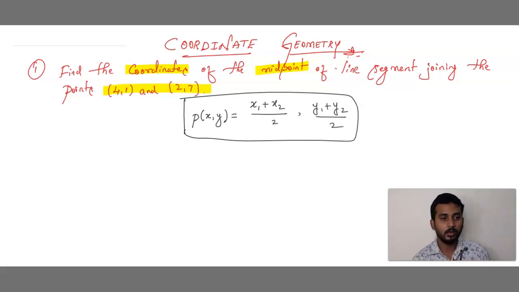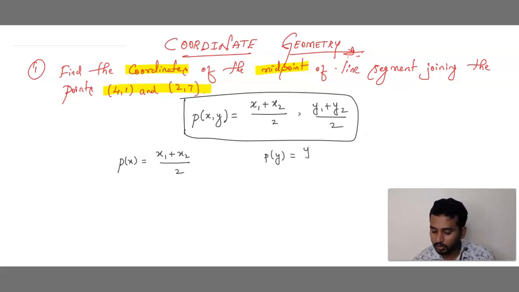Is this clear? P of (x, y) is equal to ((x1 plus x2) by 2, (y1 plus y2) by 2). First is (x1 plus x2) by 2, this is the x coordinate. (y1 plus y2) by 2 is the second coordinate. If you want, you can write that as P of x is equal to (x1 plus x2) by 2, this is the x coordinate. Y coordinate, P of y is equal to (y1 plus y2) by 2. This is the y coordinate. This is clear?